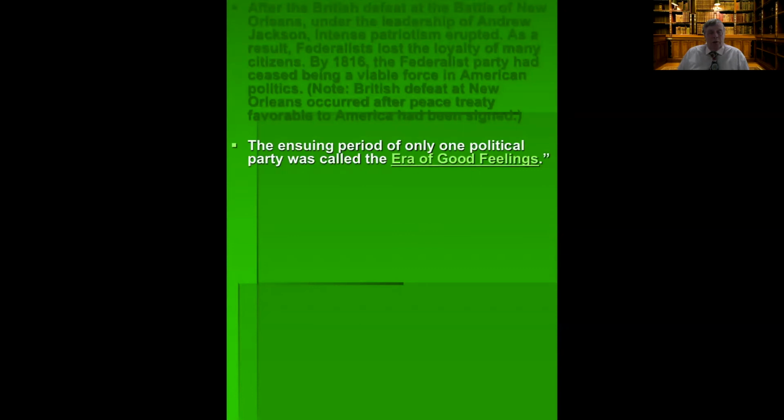The ensuing period of only one political party was called the Era of Good Feelings. I have a hot link there for you to explore the Era of Good Feelings. But the Era of Good Feelings lasted basically from the end of the War of 1812, from about 1816 through 1824.